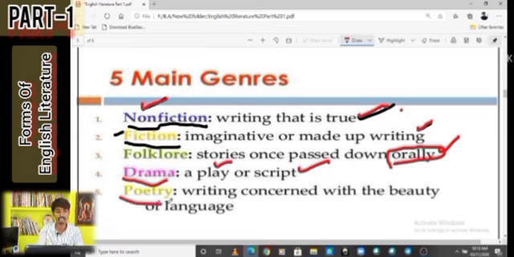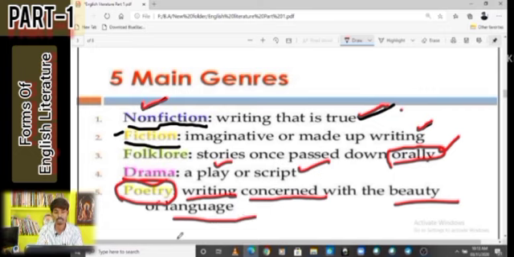Next one, poetry. What is meant by poetry? In PUC second year, I believe you studied the meaning of poetry, right? What is meant by poetry? Poetry means writing concerned with the beauty of language. So it is a writing form. Poetry is nothing but aesthetic pleasure, which gives some meaningful hidden meanings. It must be short, but it has a lot of meaning. It shows a lot of meaning in its own way, right? That's poetry. You already know about poems.